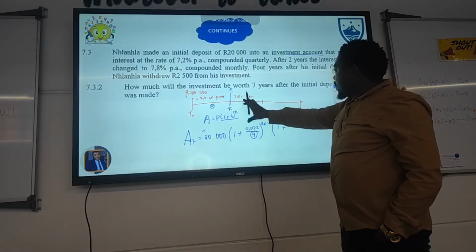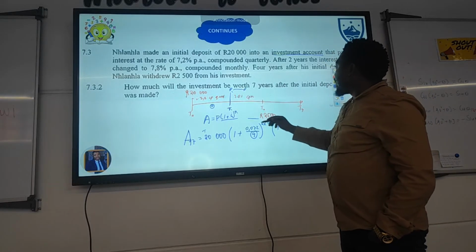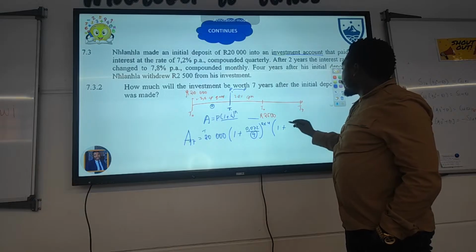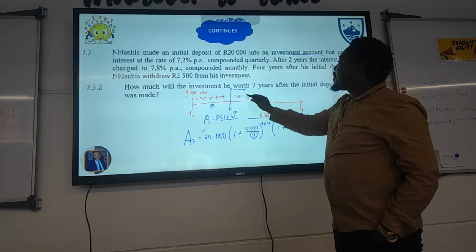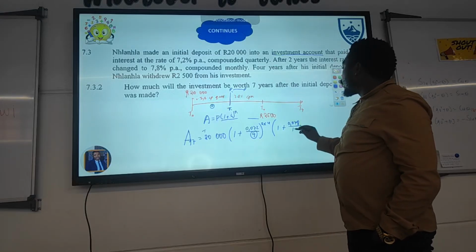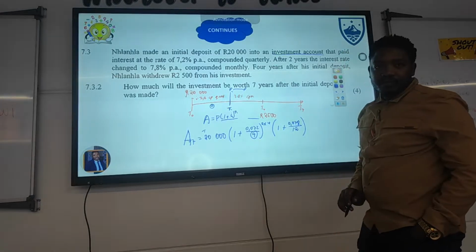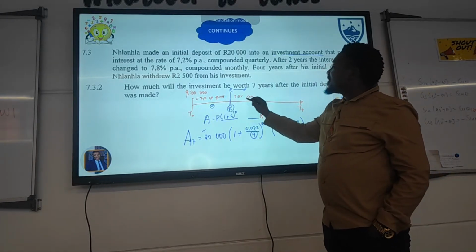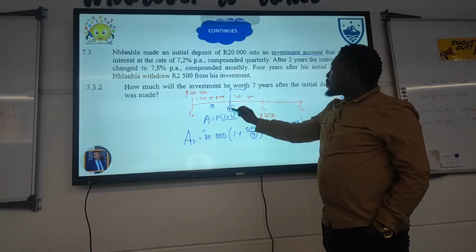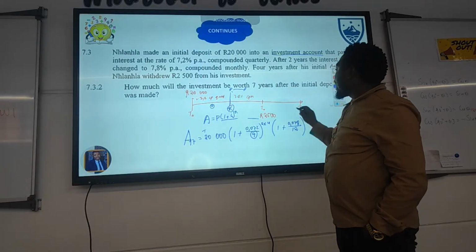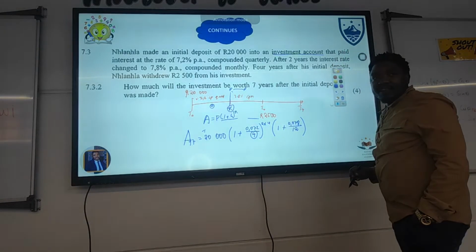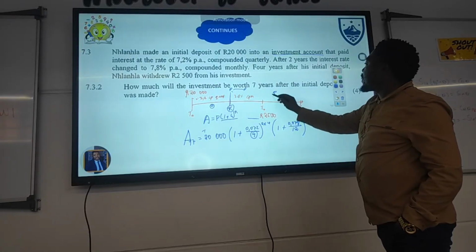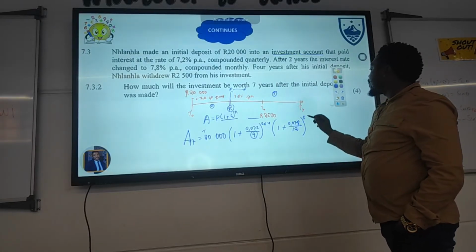So the P continues now with a new interest of 0.078, but this time it is compounded monthly, so we divide it by 12. And for how many years was this interest effective? From second year until 7 years. So the number of years will be 5.